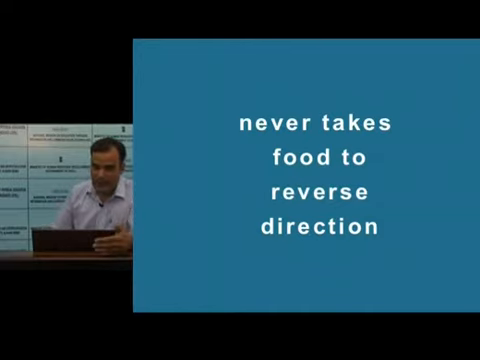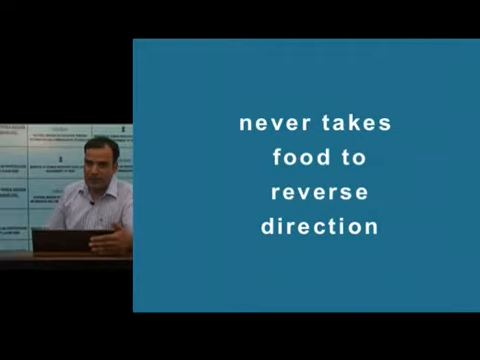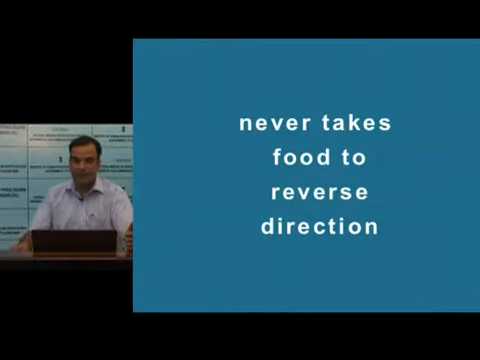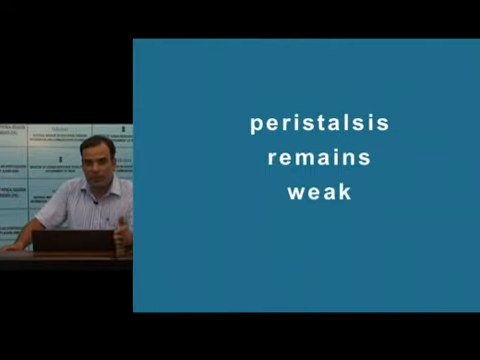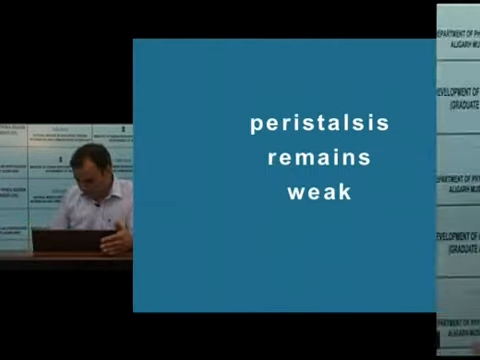Third important thing is that the myenteric plexus, which I mentioned earlier, which is the intrinsic plexus of the nervous system, is very essential for the peristalsis. It has been seen that in persons in whom the myenteric plexus is not developed, the peristalsis remains very weak. This means that for effective peristalsis, the myenteric plexus is necessary.